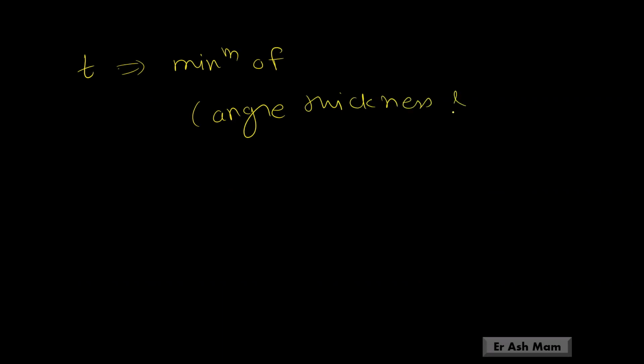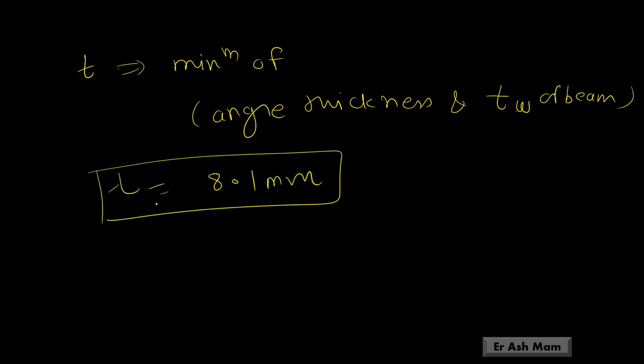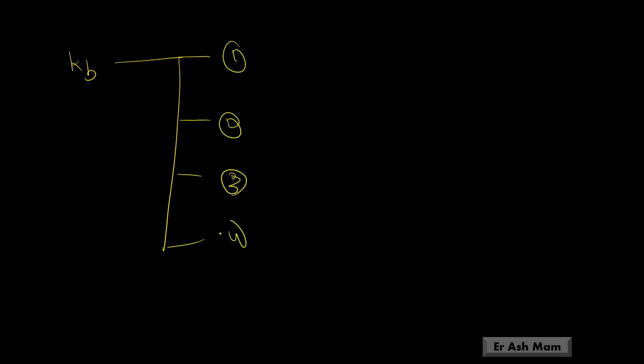Here, thickness minimum of angle thickness and thickness of web of beam. Therefore minimum is 8.1 mm. Therefore adopt thickness equal to 8.1 mm. Next is kb. kb is the smaller of four values: 1, 2, 3, 4.